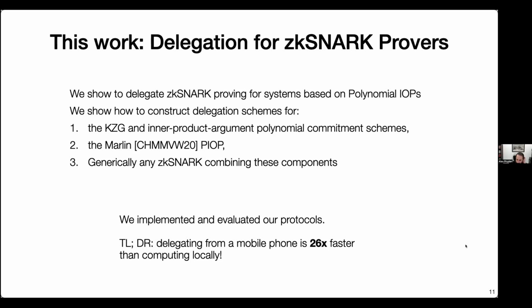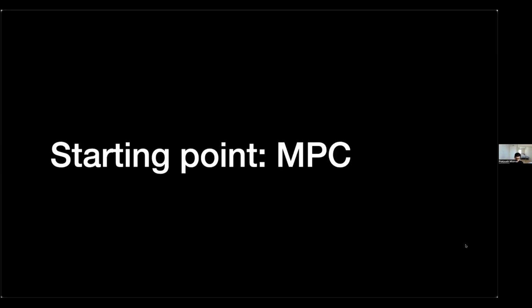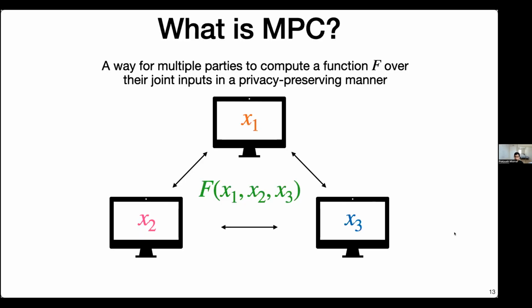Great. Okay, awesome. So let's see how we can actually go about constructing these delegation schemes. A natural starting point is this notion of multi-party computation, or MPC. So what is MPC? It's basically a way for multiple parties to come together and jointly compute some function f over their inputs in a privacy preserving manner.